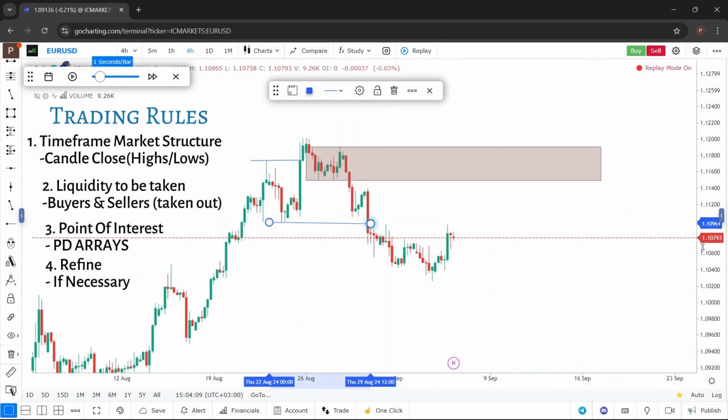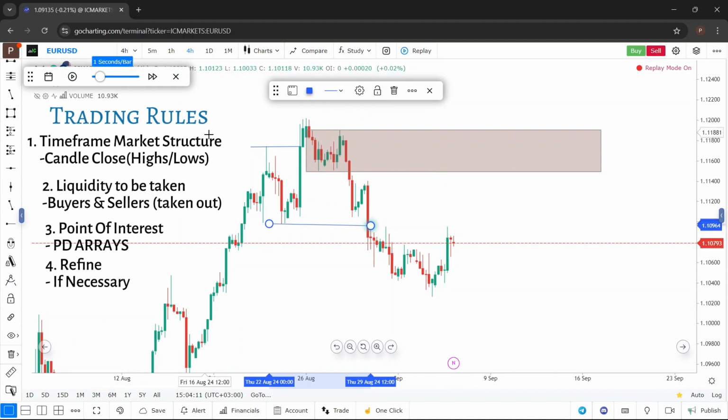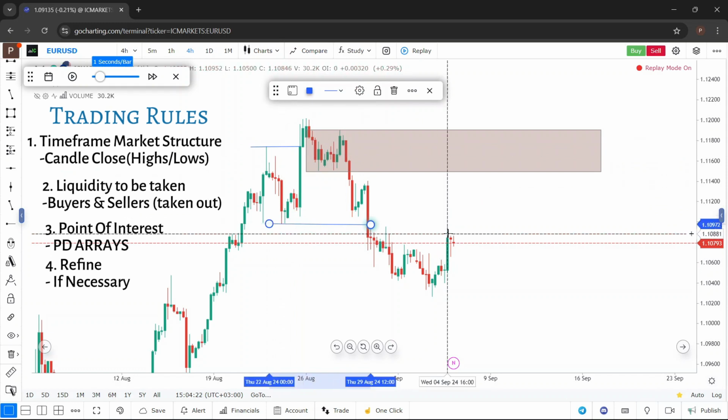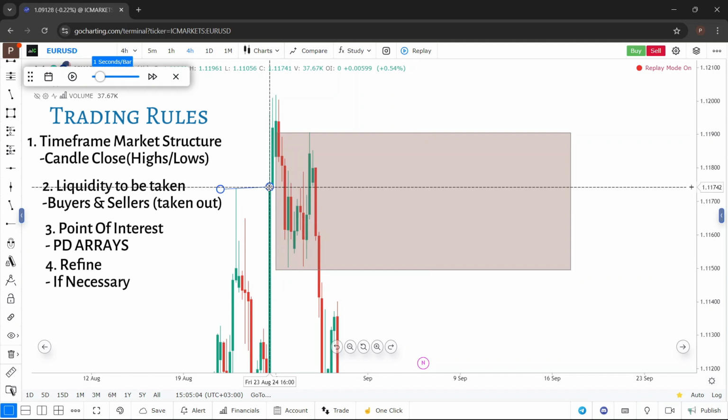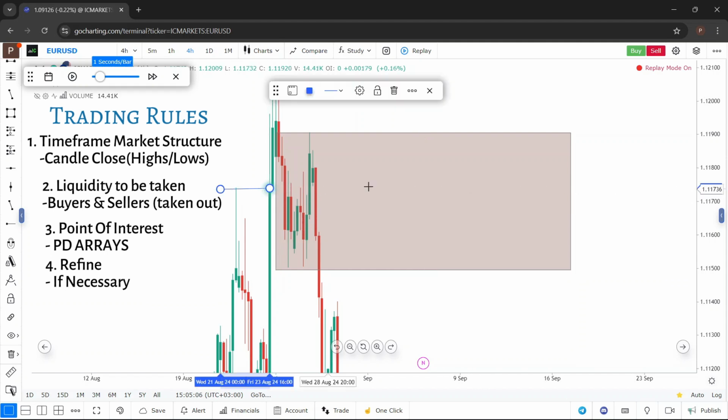You see, what's the next? Has liquidity been taken out? You can see that the liquidity from this side here has been taken out. Also, the liquidity from down here has been taken out. So we no longer have sellers and buyers from these positions. Okay, so what's the next step right here? Let me show it for you right here.